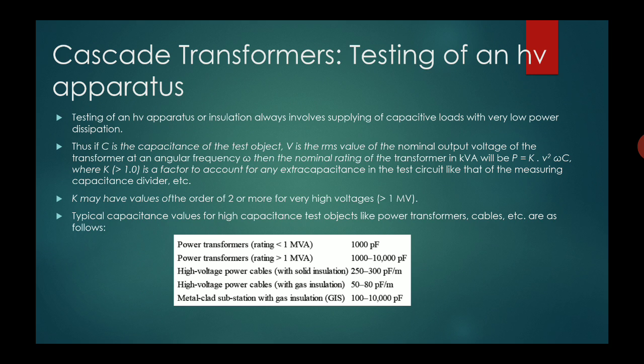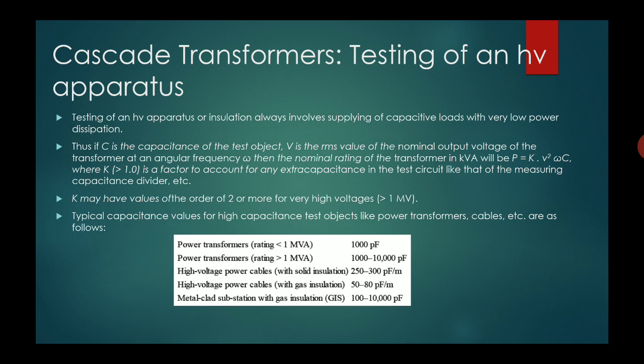Now K is more than 1 depending on the type of apparatus, and from this K is obtained if any extra capacitance is there in the test circuit. K may have a value of 2 or more for very high voltage of more than 1 megavolt. If more than 1 megavolt is used for the testing of any appliance, there can be some stray capacitances coming into the picture, and these can have an effect on the total power that is being provided by the cascade transformer. The typical capacitance values of high capacitance test objects like power transformers and cables are as follows.